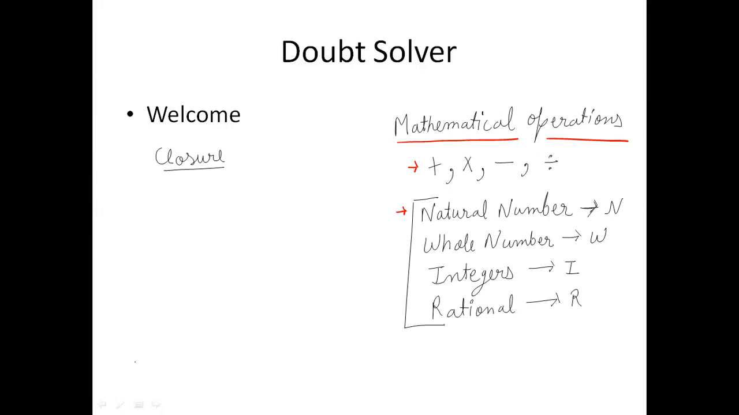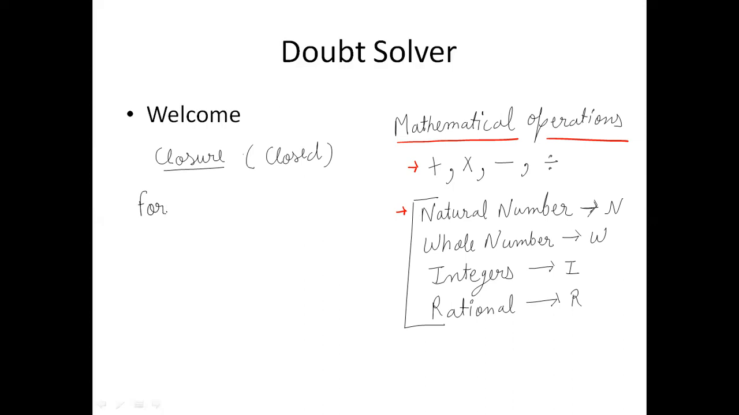One more thing we have to memorize, just for your memory: closure, you can correlate with closed. Just imagine you are the owner of a shop. When you wrap up all the things, you put the shutter down and close. Same thing: closed means after solving, the result should be there. So let's take closure property for natural numbers.